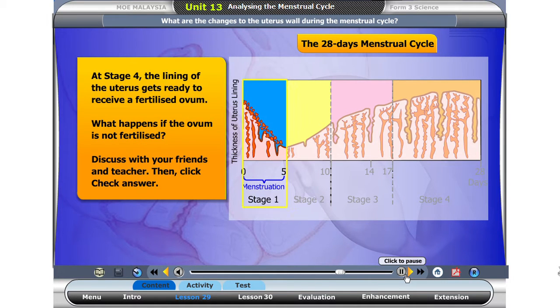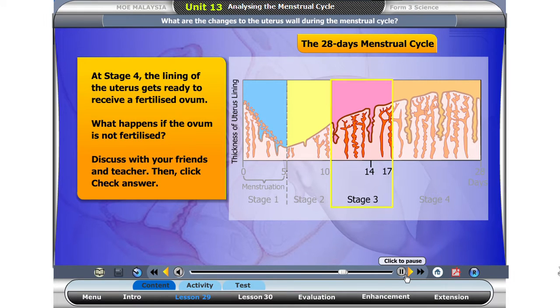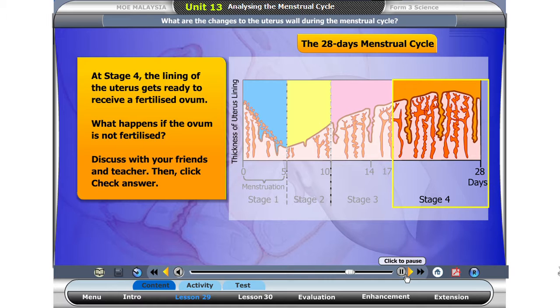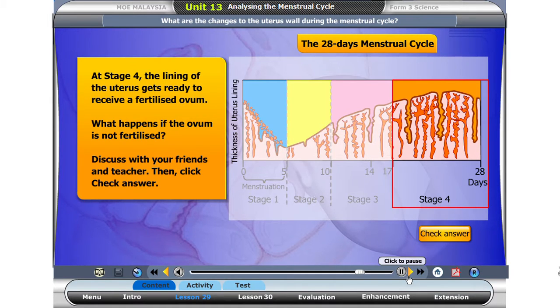You have seen what happens during the menstrual cycle and how the lining of the uterus wall changes at the different stages. You know that at stage 4, the lining of the uterus is at its thickest because it is getting ready to receive a fertilized ovum. But what happens if the ovum does not get fertilized? Discuss with your friends and teacher. Then, click Check Answer.